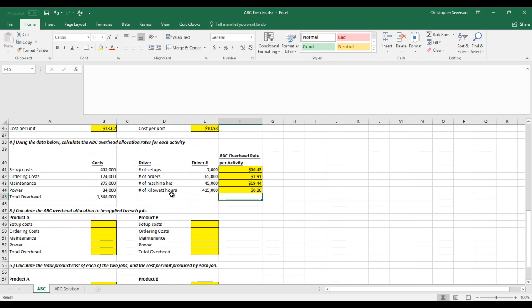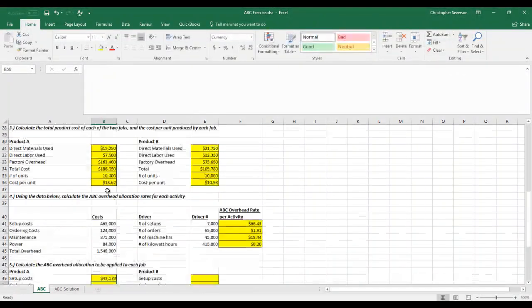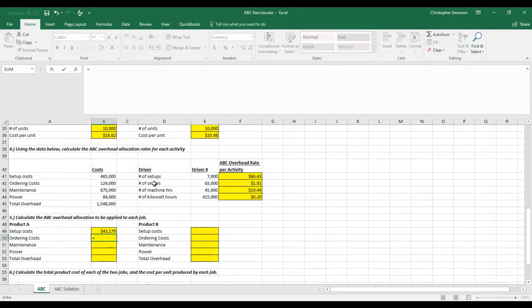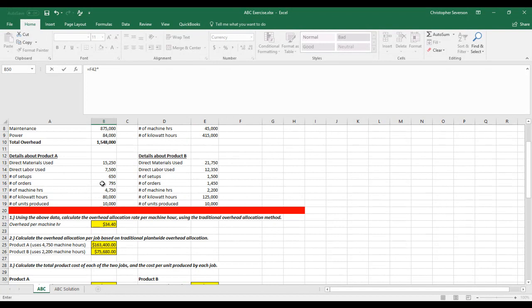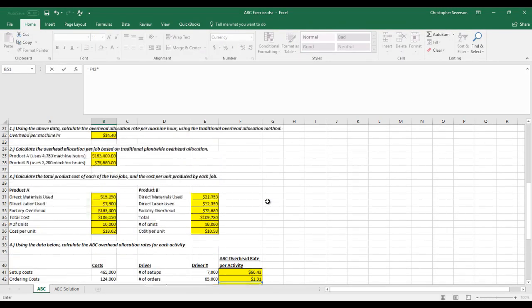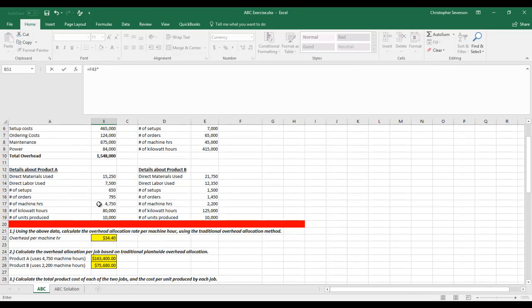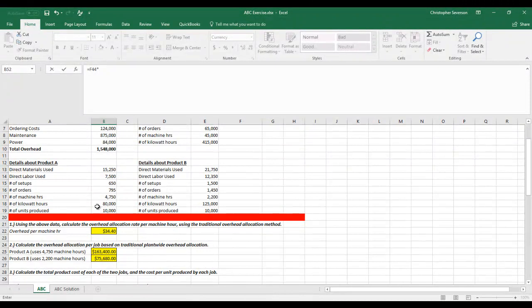Now what we need to do with those rates is apply them to each job or each product. So the setup costs have a rate of $66.43, but then we have to identify how many setups product A had, and here we have it as 650. Ordering costs, we multiply the $1.91 order rate by product A's number of orders, 795. For maintenance, we multiply the rate per machine hour, $19.44, by the number of machine hours actually used for product A, which is 4,750. Finally, power, we're multiplying the 20 cents per kilowatt hour by the number of kilowatt hours used for product A.